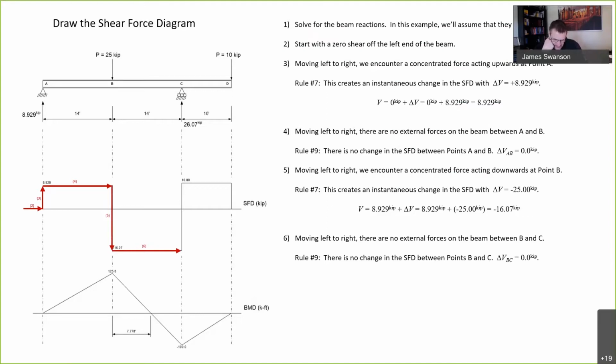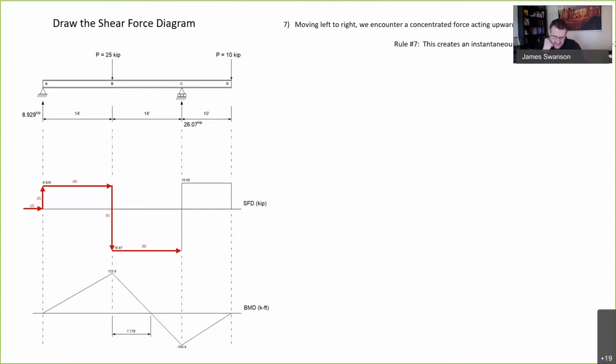Then when we hit point C, we encounter an upwards force there. It's a reaction force, but it doesn't matter if it's an externally applied load or a reaction force. It's still a load on the beam. We have a change in shear, and so the shear just to the right of point C is equal to the shear just to the left of point C, plus the change in shear at point C. We started off just to the left with a shear of negative 16, we have a concentrated force of 26, and so we end up just to the right of point C with a shear force equal to 10 kips.